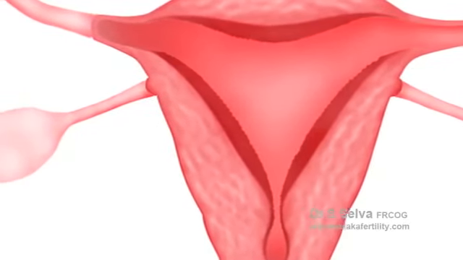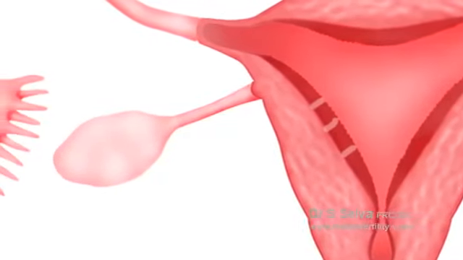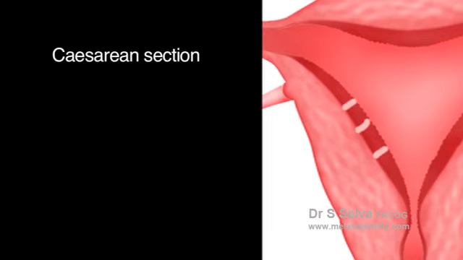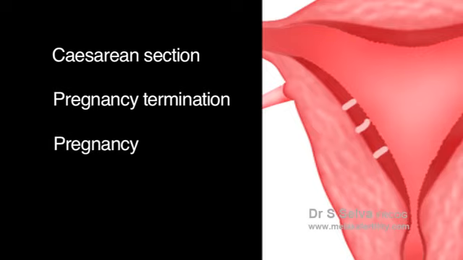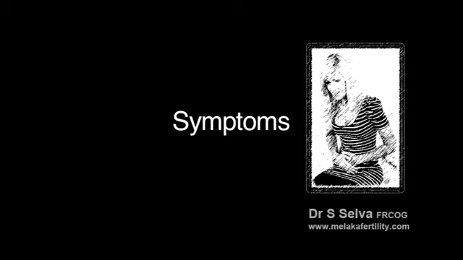It has been associated with anything that causes uterine trauma that may break the barrier between the endometrium and the myometrium, such as caesarean section, pregnancy termination, and even pregnancy. Some women may not experience any symptoms at all, while others have severe debilitating symptoms.